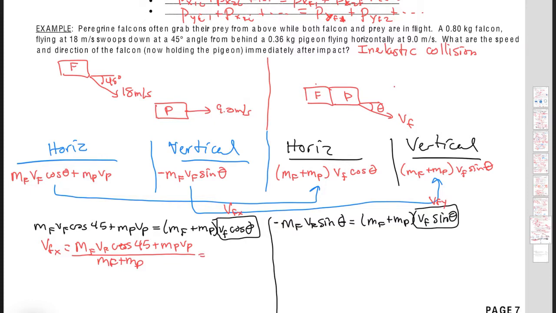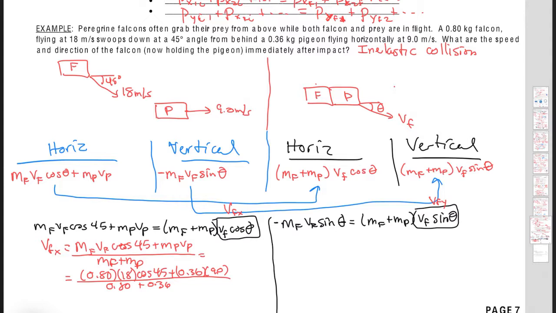Okay, and so that's going to be 0.80 times 18 cosine 45 plus 0.36 times 9.0 over 0.80 plus 0.36. Okay, just give me 1 second. I left my calculator at school.